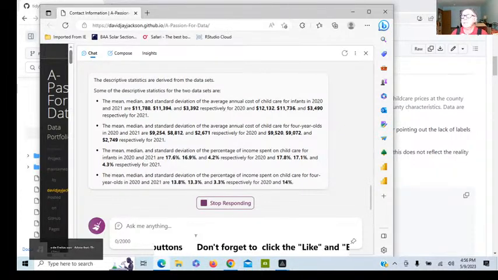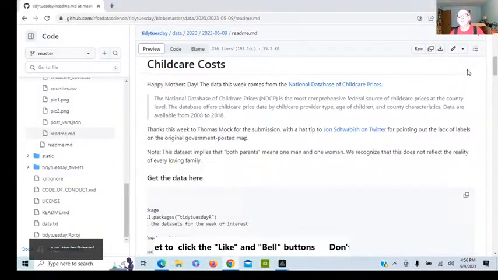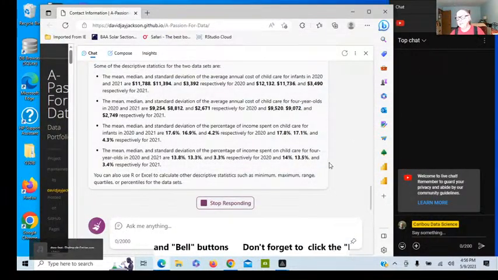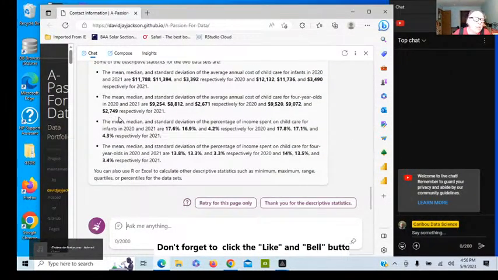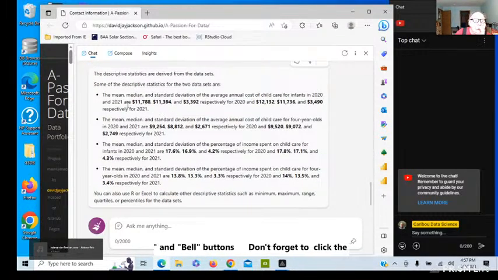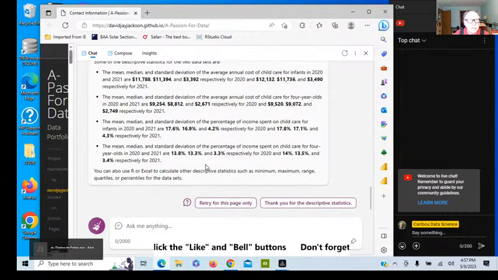So if we understand this right, it's actually reading the data. You can also use R and SQL to calculate descriptive statistics such as the mean, median, and the standard deviation of the average cost.